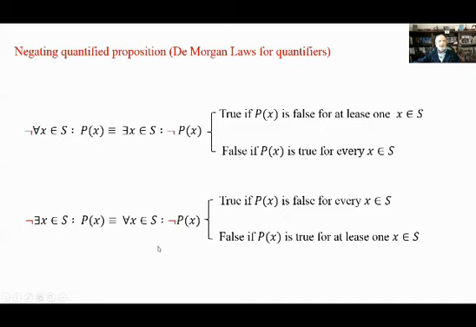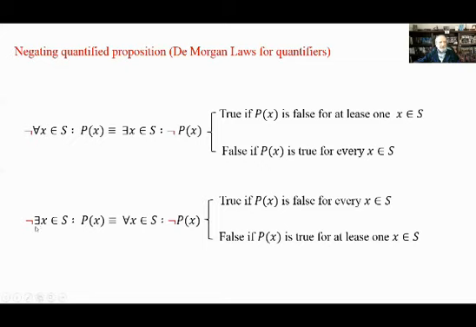Negating quantified propositions. This is called De Morgan's laws for quantifiers. The negation of for any x in S, P(x) is there is x in S, not P(x). And you say this is true. You see, this is true if P(x) is false for at least one x in S, and false if P(x) is true for every x in S.